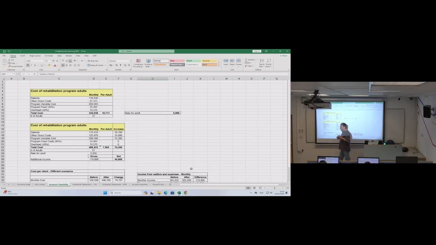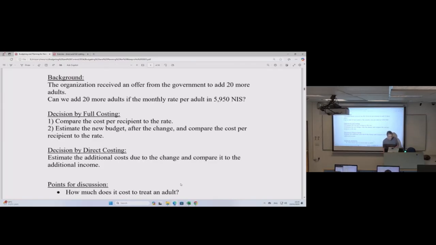So the CFO of the organization told his director, look, there's no way we can take this program because we pay 11,000 shekels per month for each adult. We will receive 6,000 shekels. Obviously, it is a significant loss, and since we are in a difficult situation, you can't do it. They compare the cost per recipient to the rate used on the full costing. Okay? And I will show you in a minute why it is the wrong approach.